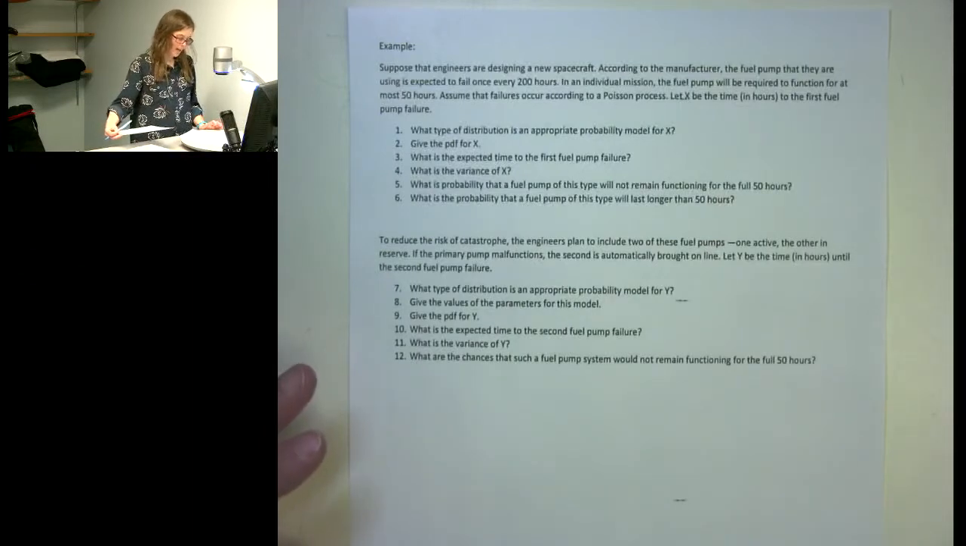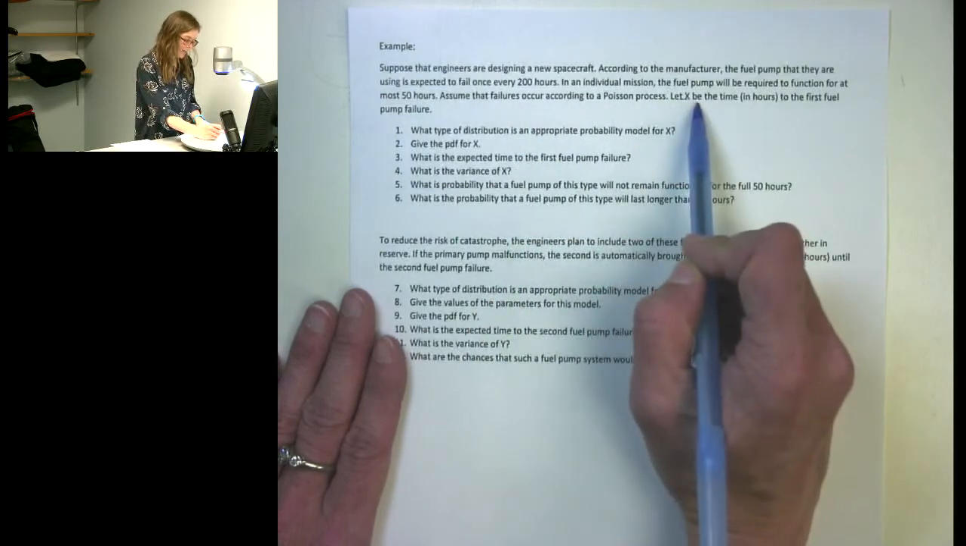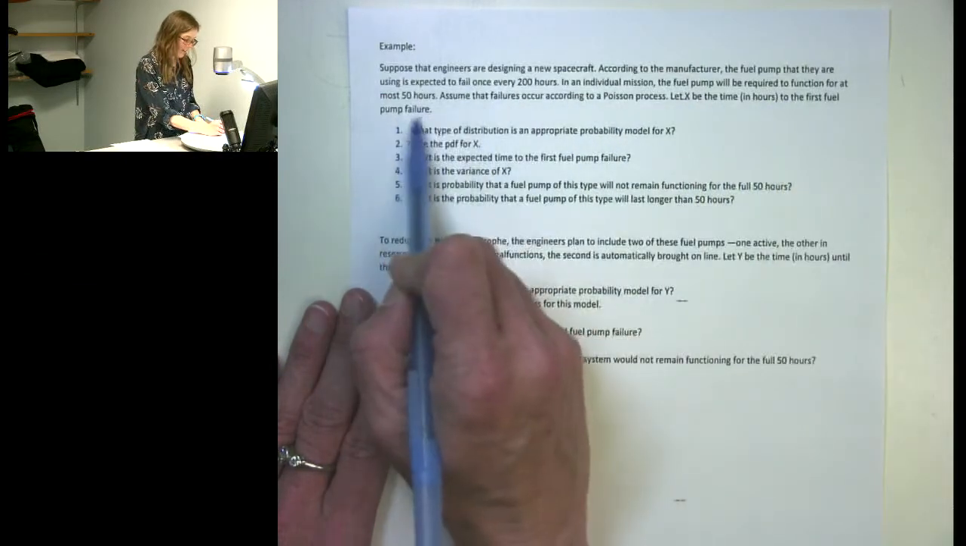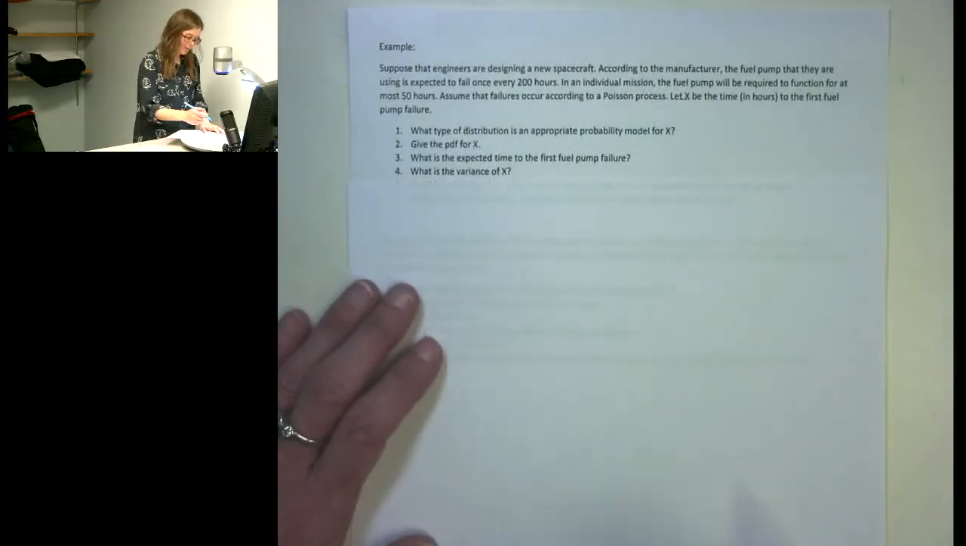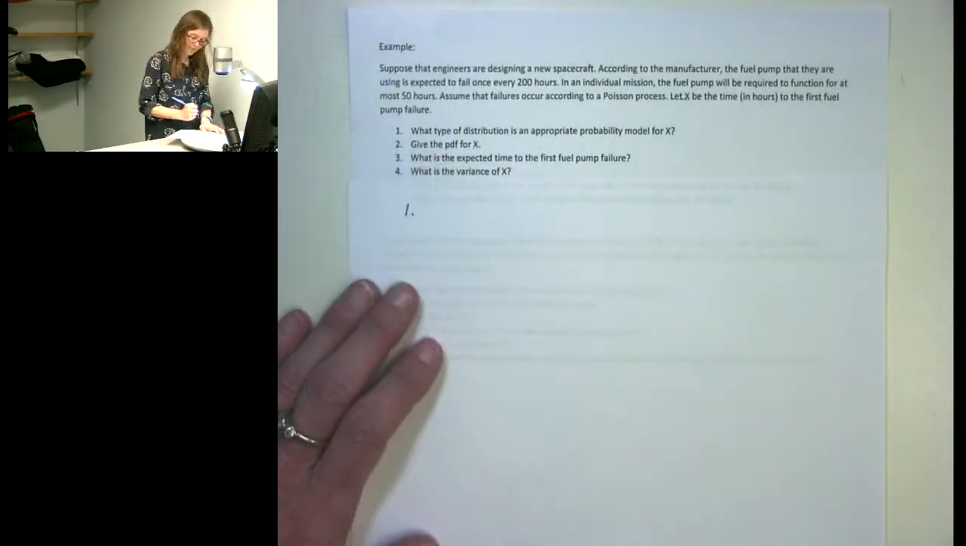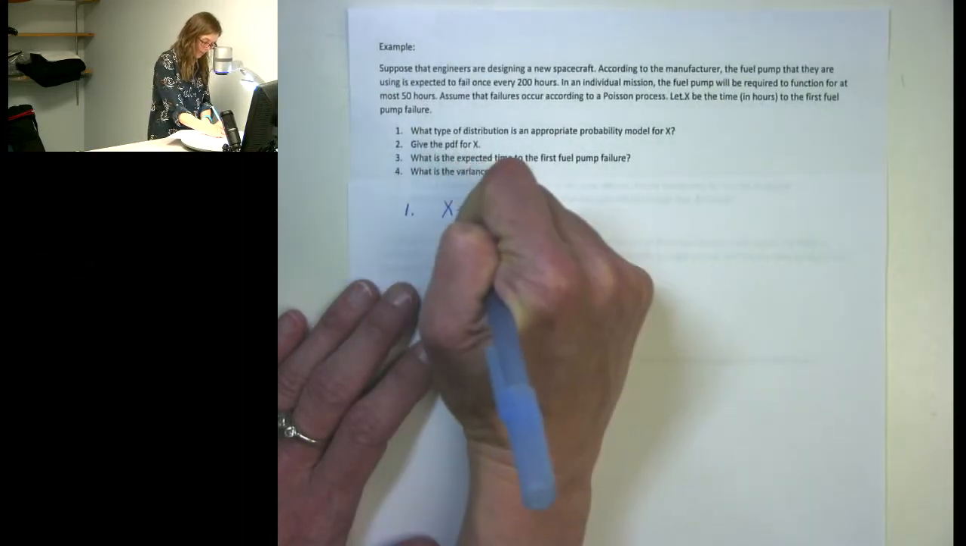So we're going to start off by answering the question, what type of distribution is an appropriate probability model for x? So here's a situation where we have a Poisson process, and we're interested in the time until the first event. So the time until the first event occurs here is going to have an exponential distribution.